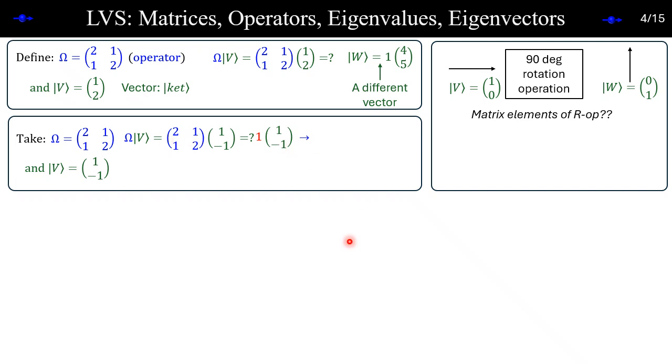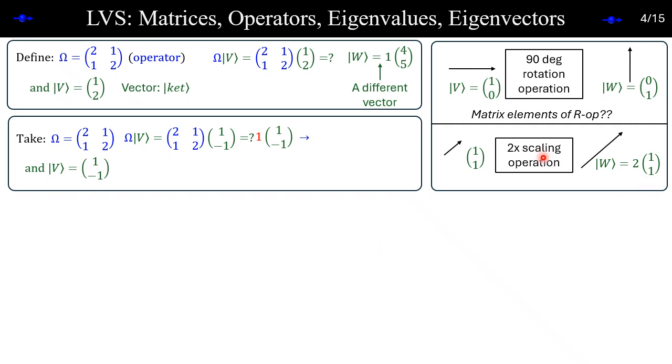Okay, so this is just a way you can visualize. Let's take this vector, 1 1. Now I have a scaling operator. I make it larger just by a factor of 2. So it becomes 1 1 multiplied by a factor of 2, right? So do you understand the difference between these two processes?